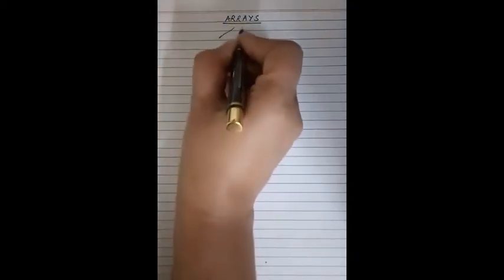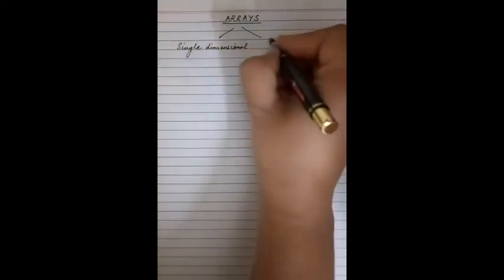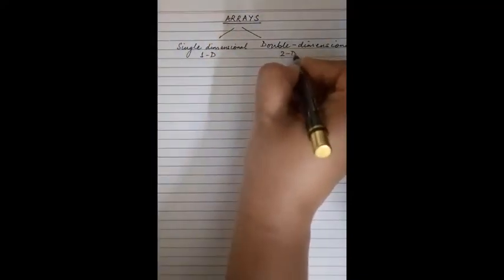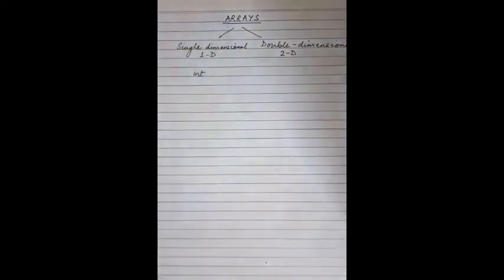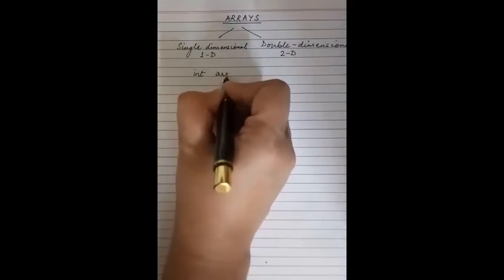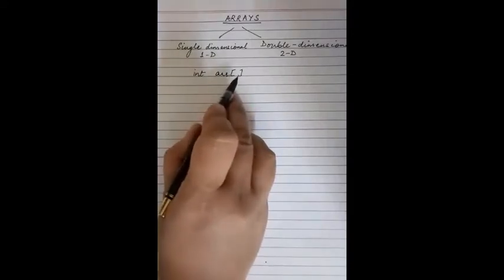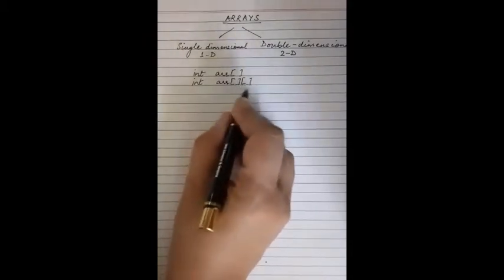Now arrays are of two types, single dimensional and double dimensional. Single dimensional arrays are also called 1D arrays. Double dimensional arrays are also called 2D arrays. One dimensional, two dimensional. Suppose I am declaring an array of integer type, I am writing ARR. If I make one square bracket, that means it is having one dimension. If I make two square brackets, it means it is having two dimensions.